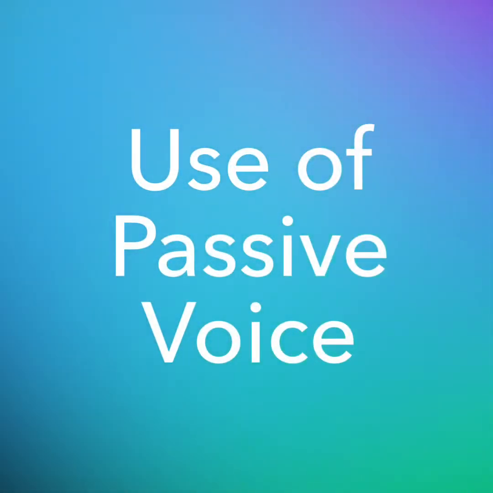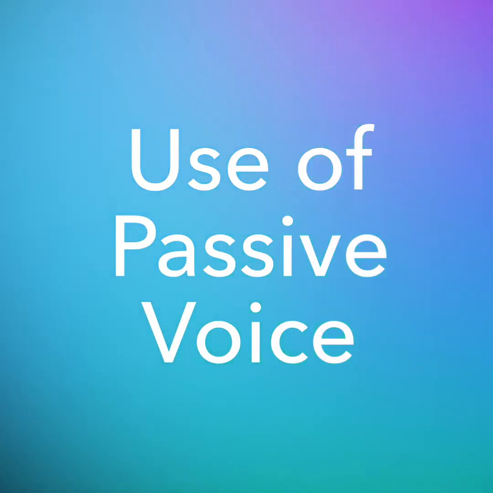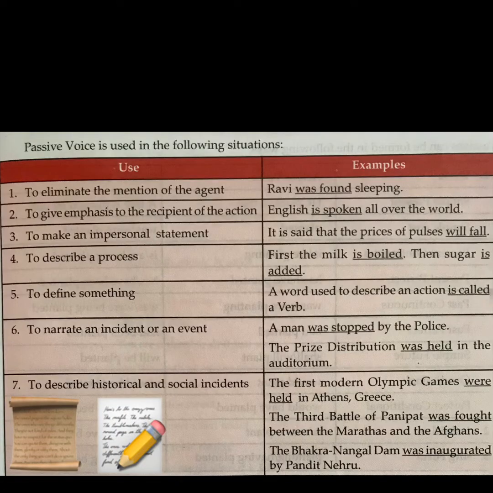In simple words, we can say the sentences that we make with the use of tenses, all the sentences come under the form of active voice. So now the question is, why do we use passive voice? What is the use of passive voice if we already have active voice? So the first use is to eliminate the mention of the agent. Eliminate means to remove. So an example is Ravi was found sleeping.